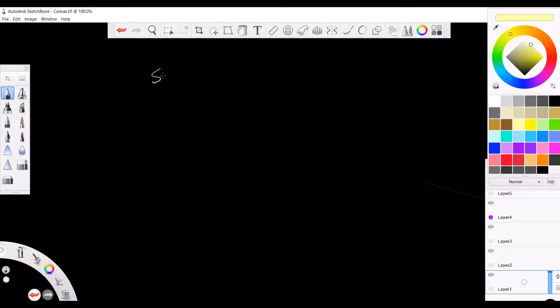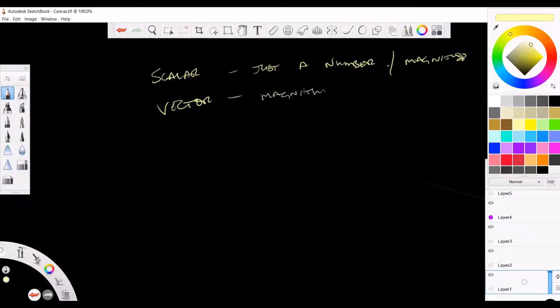Well, we have to discuss scalars first. A scalar and a vector quantity are the two different types of number, really. So a scalar is just a number. It might have units, but what it's not got is a direction. So it's just a number, we'll call it magnitude. It's the size of the number that's the only important thing. A vector is a magnitude, or size, and direction.